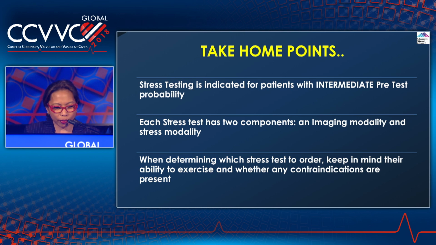Lastly, take-home points. I just want to emphasize that stress testing is indicated for patients with intermediate pretest probability, and that is between 10 to 90%. Each stress test has two components: an imaging modality and a stress modality. When determining which stress test to order, keep in mind the patient's ability to exercise and whether any contraindications are present.